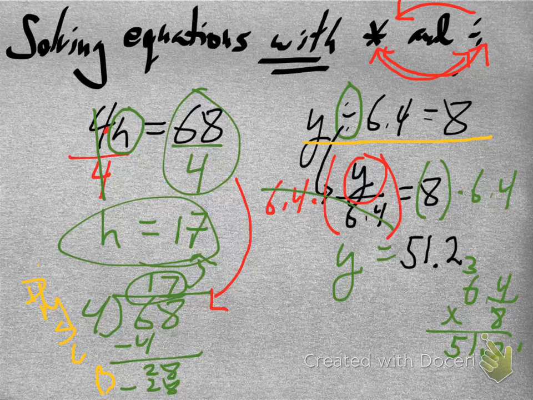And we can go ahead and estimate and see that, yeah, that's about what we'd expect. 51.2 is pretty close to 48. And 6.4 is pretty close to 6. And 48 divided by 6 would be 8. So that's in the ballpark.